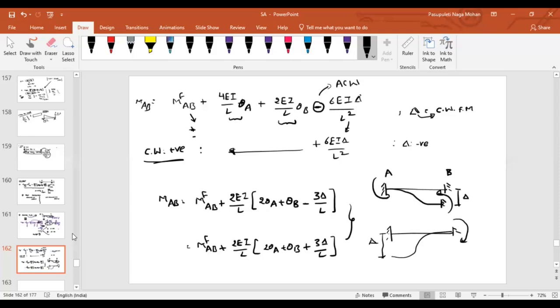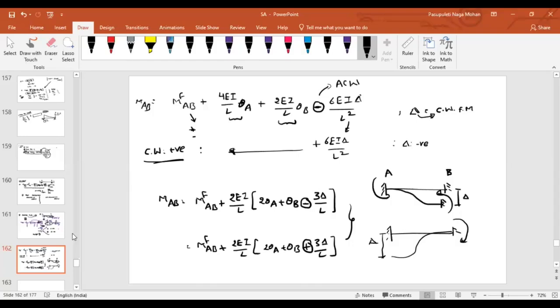Instead of you taking delta as positive or negative, don't write down the sign first of all. What you will do is see at what support the sinking is happening. Then according to that, you identify the fixed end moment direction, and based on the direction, you represent whether the negative or the positive will come into the picture. Now is it clear? Yes, sir.